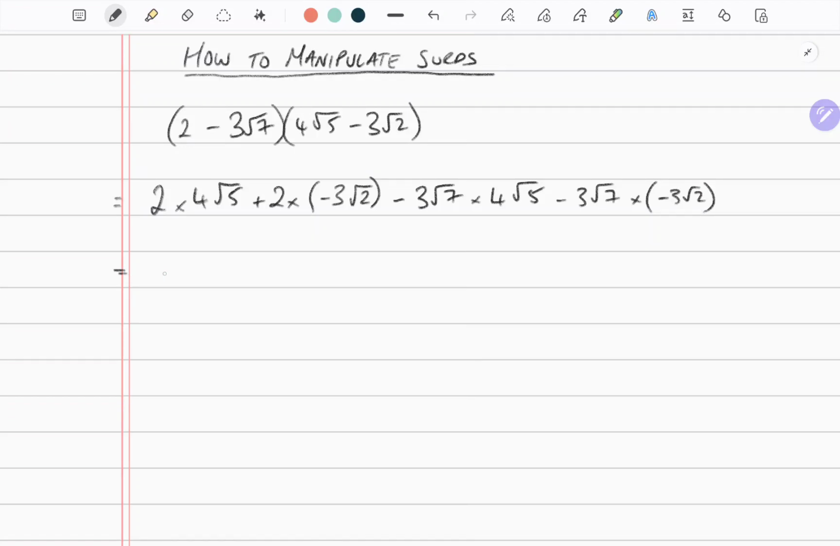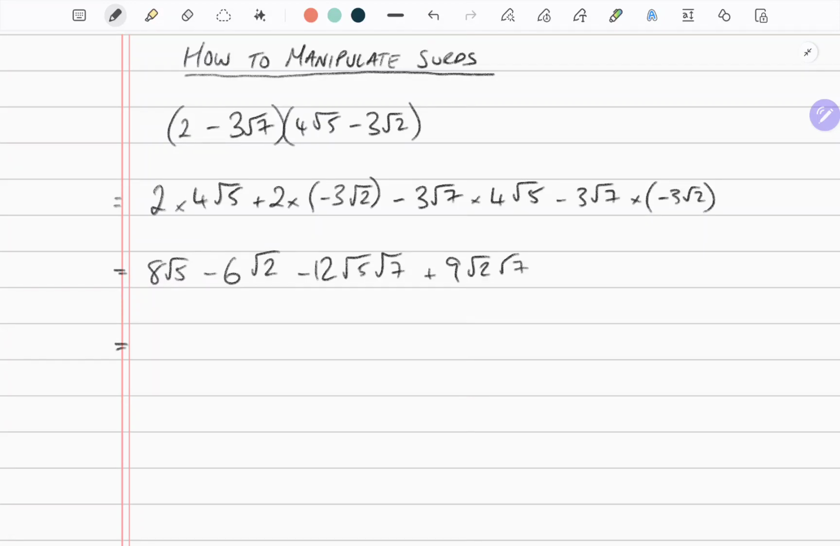Okay, so let's try and simplify some of these things then. So 2 multiplied by 4 square root 5 is 8 of those square root 5s essentially. And then we have the 2 multiplied by the minus 3 gives us the minus 6 square root 2. And then we have the minus 3 multiplied by 4, so that gives us minus 12. And then we have the 5, and I'm just writing them in numerical order, so square root 5 multiplied by the square root 7, and then we have minus 3 multiplied by minus 3 is a plus 9, square root 2, square root 7.